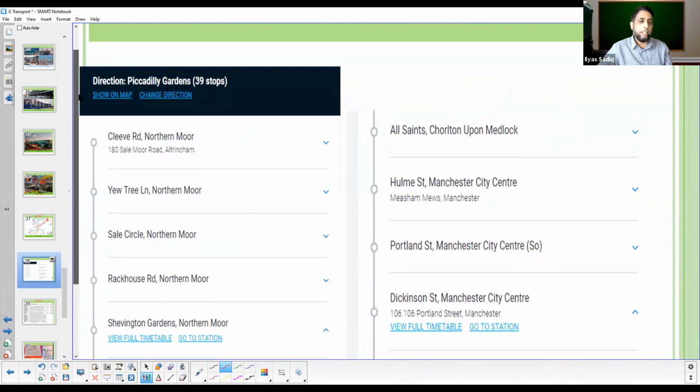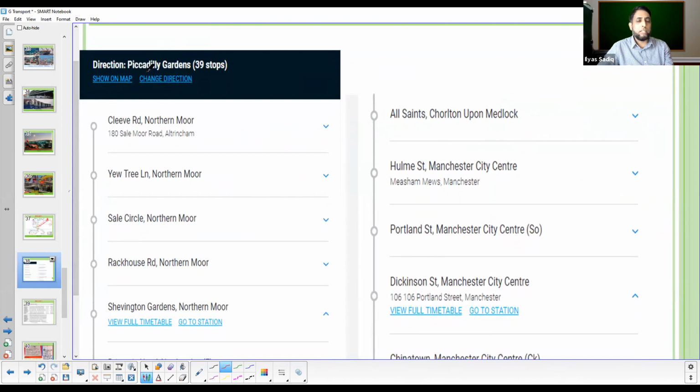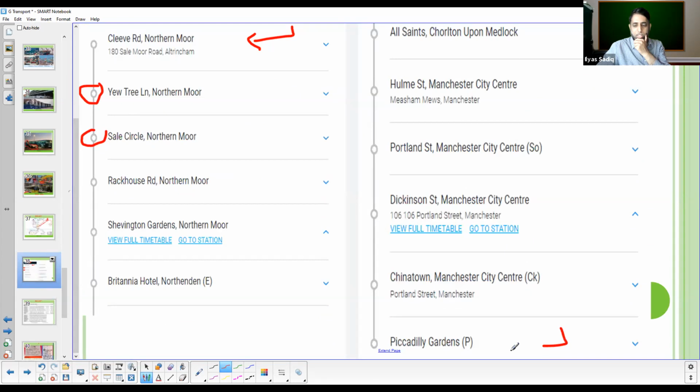So this again, as I said, shows directions, it is going to Piccadilly Gardens. There are 39 stops. For example, if you are going from the airport to Piccadilly station, you start from there, your next stop is this, the next stop is this, and the final bus stop is Piccadilly. So this is the bus route. It tells you how many stops. If somebody wants to go here, then he knows the bus route where it's going. So this is again a bus route.